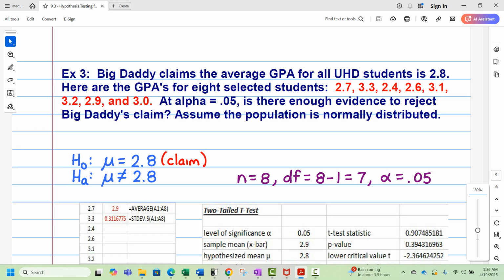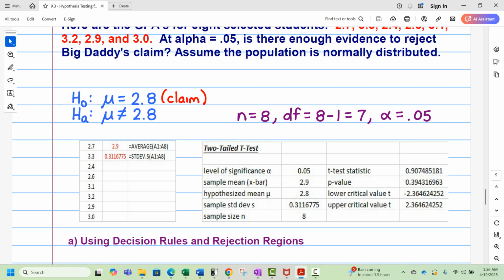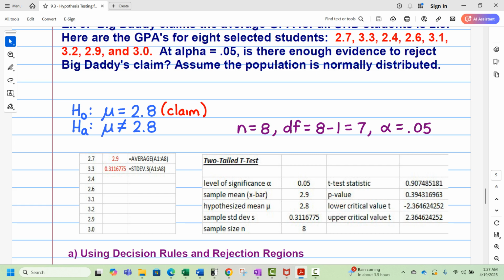So for all, let me just look at the problems. Claims average GPA for all UHD students is 2.8. Is means equal. So that's going to be an equal, not equal. That's our claim. Not equal. So we have 8 selected students with their GPAs. So what you have to do is enter the numbers in there, and it's just, see, it's not giving us the mean and sample standard deviation.